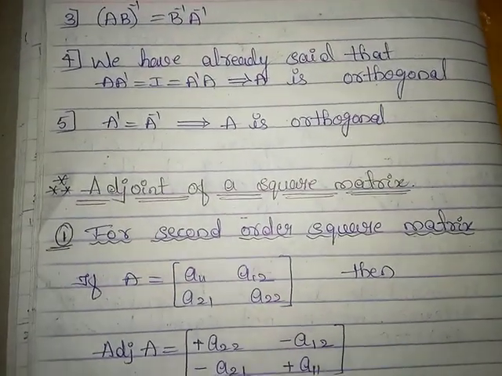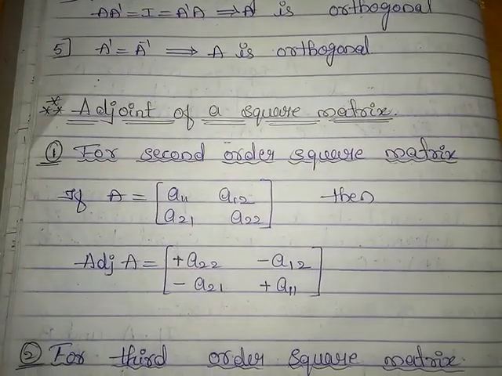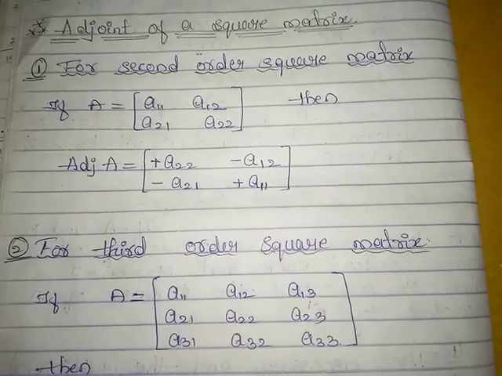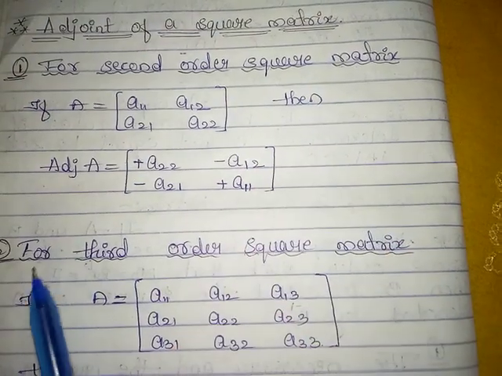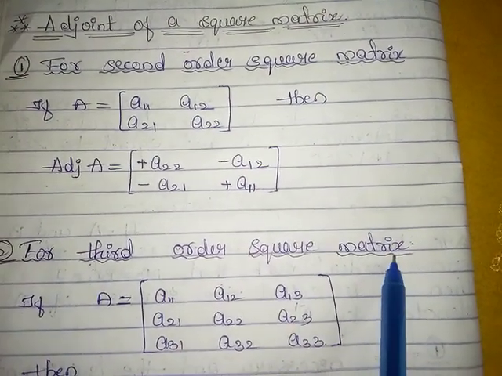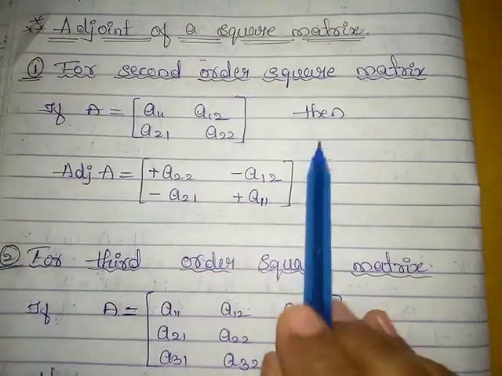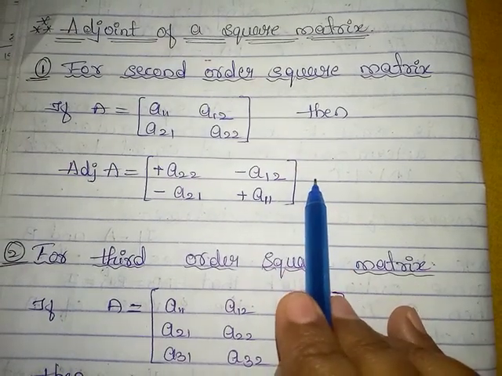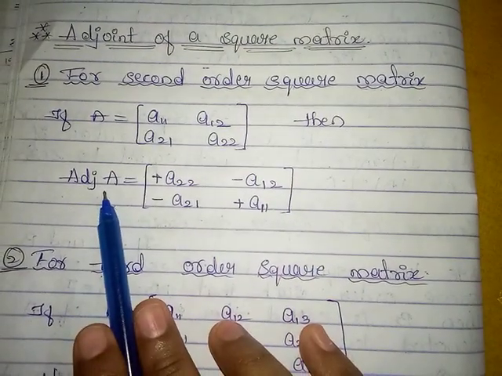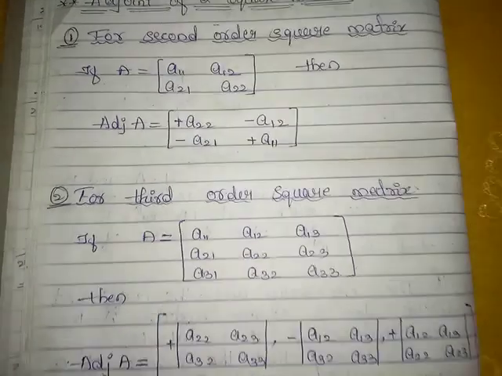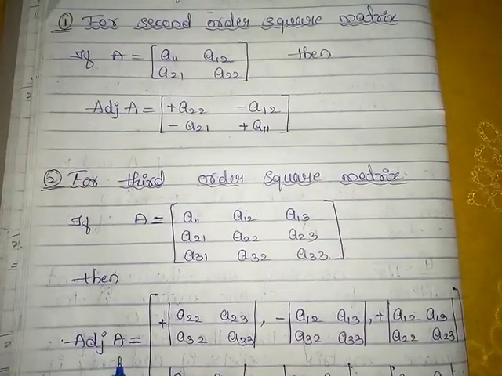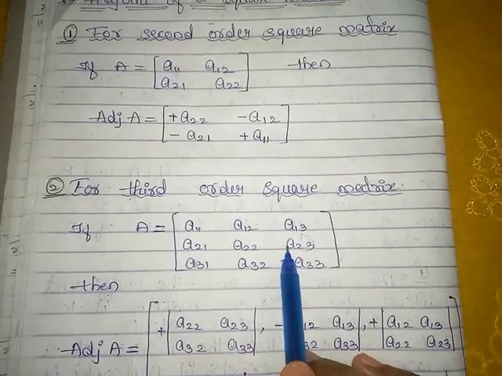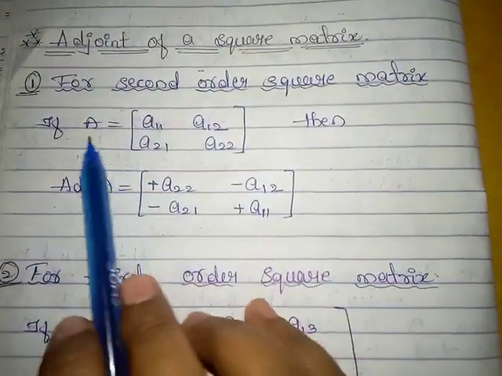Next is the adjoint of a square matrix. Here we have two cases: for a second order square matrix and for a third order square matrix. For a second order square matrix, finding the adjoint of the given matrix is different, and for a third order square matrix, finding the adjoint of A is different. Let us see one by one.